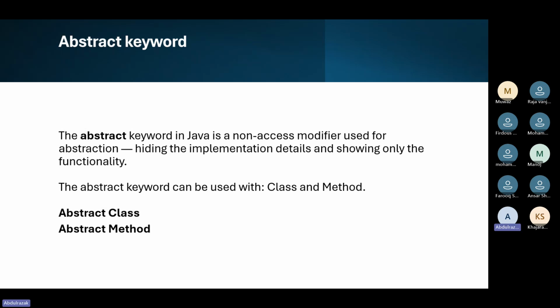Before discussing abstraction, we should know the abstract keyword. What is the abstract keyword? The abstract keyword is a non-access modifier which is mainly used for abstraction. We can use this abstract keyword with a class and a method. So we will have an abstract class and an abstract method. There is no abstract variable.